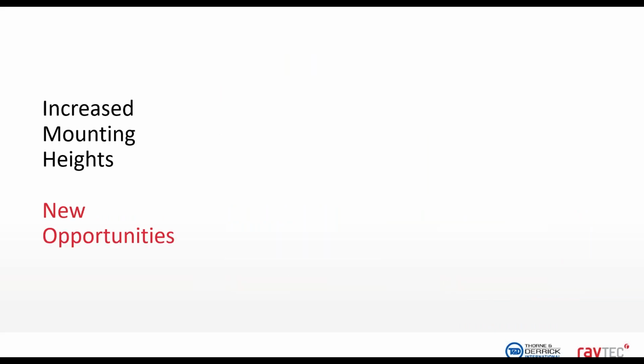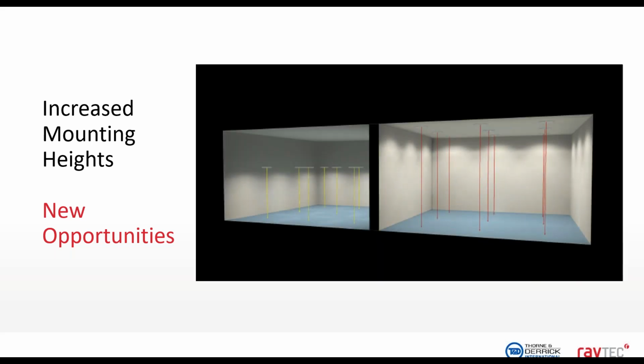Another benefit is the ability to increase the height at which Linear is mounted, largely down to that increase in power, which it now delivers. So let's take a look at another design to demonstrate that. So this time we've got 9 fittings installed in an 18 meter square room. On the left, we have the old version of Spartan Linear, the WL168. So this is the traditional 2x36 watt replacement. And on the right is the Gen 2 version of the same product.